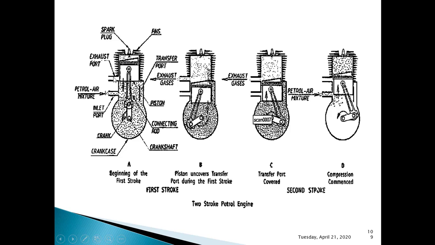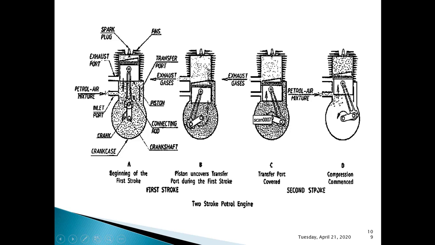These are the openings in the engine cylinder itself. We have one opening here, which is the exhaust port, and this is the inlet port. And we have one more port, you can see here, which is called the transfer port. I will tell you what the uses of these ports are.